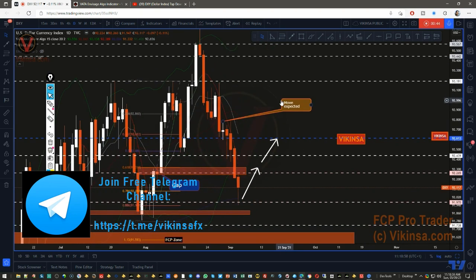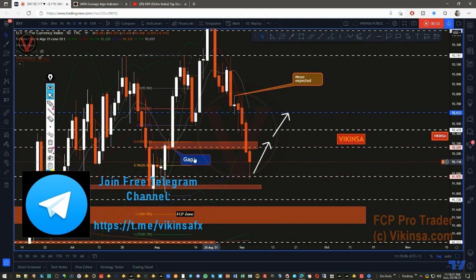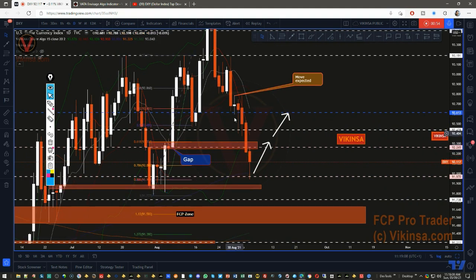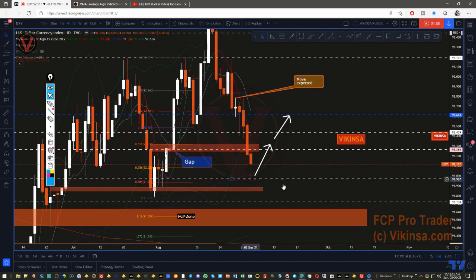In last week's analysis, I mentioned that there can be a little bit of upward movement, and then a move to the downside was expected to close this gap, and that's what the market has done. In fact, it has gone past that particular level and fallen to this level, which was already there on our analysis, which is 91.970.